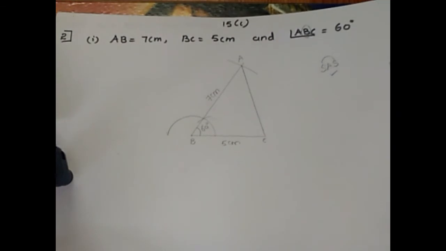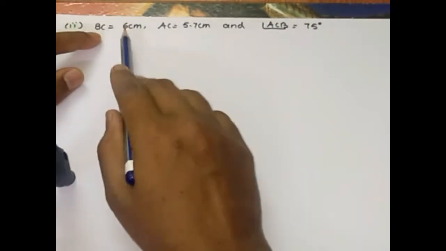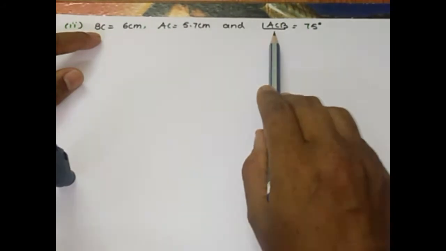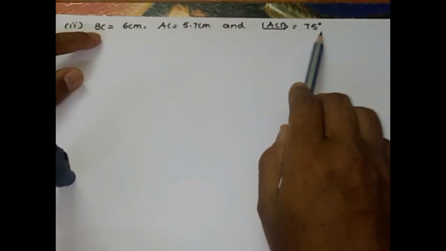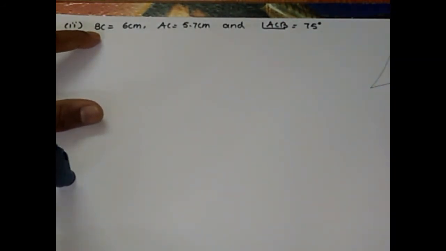Let me move on to the second question. In the second question, BC is given as 6 cm, AC is given as 5.7 cm, and angle ACB is 75 degrees. If you want angle ACB as 75 degrees, I can make my angle ACB here as 75, so that the measure of BC can be taken as 6 cm and AC is 5.7 cm. If you make this as BC, the angle will come on this side, so I have just labeled it as CB.